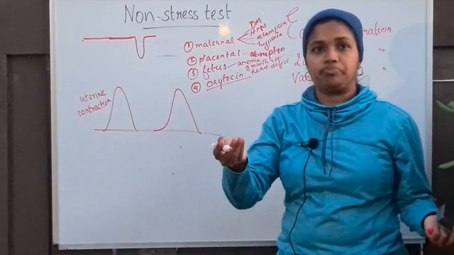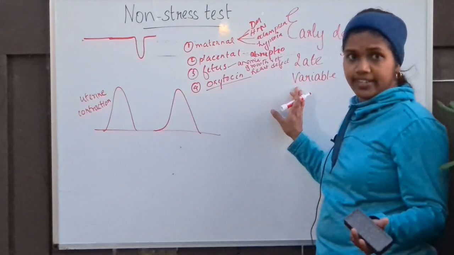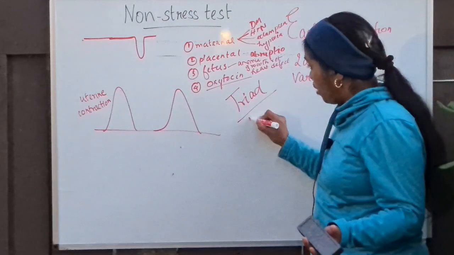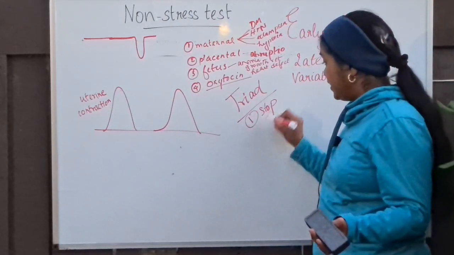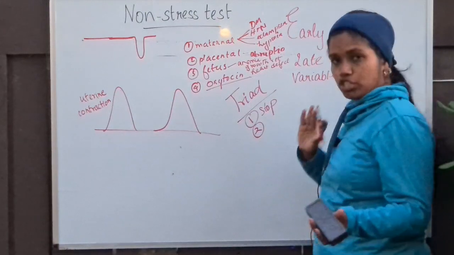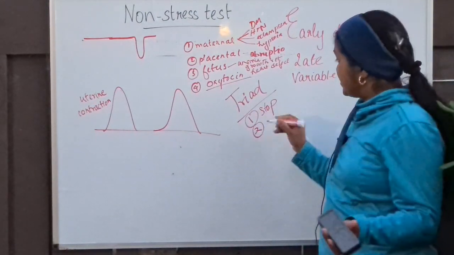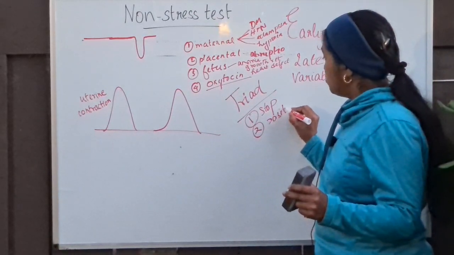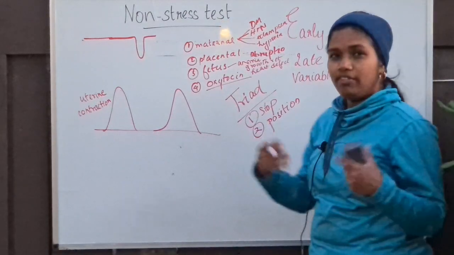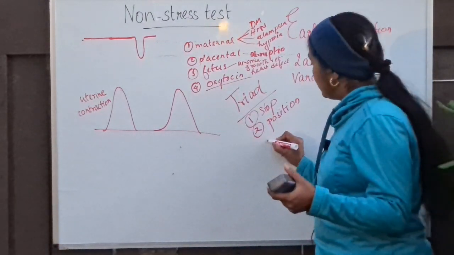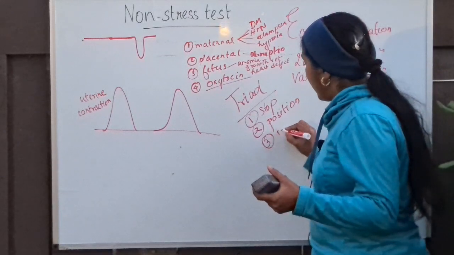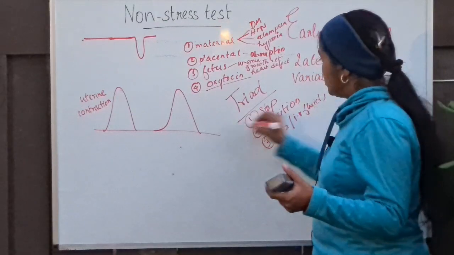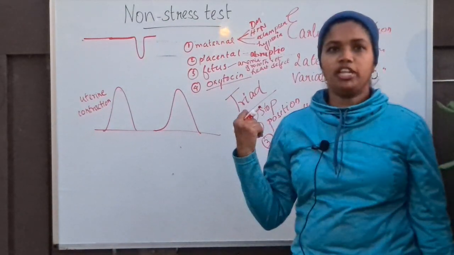So, if we find late deceleration, the best treatment is a triad. First, we need to stop the oxytocin, whatever has been administered. The second thing is we need to position the mother in the left lateral decubitus position, because this position will help to relieve the associated stress. And the third is we need to give oxygen and IV fluids to the mother. In case this triad does not work, then we need to go for immediate cesarean section.